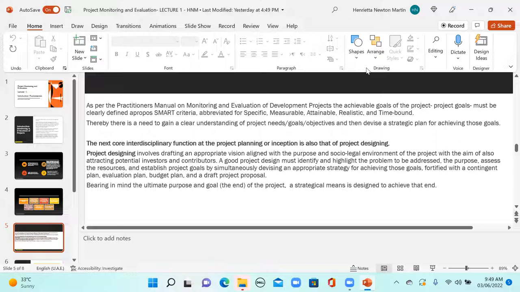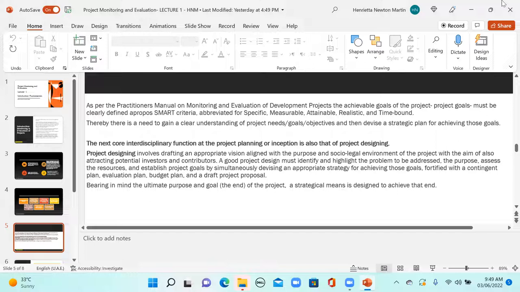Strategizing is something more than planning. Planning is your plan. Strategizing is where you really apply your mind and prudence, and then create a roadmap for achieving those goals. And the project design, the charter, is fortified with a contingent plan. What is a contingent plan? Should there be any problems, how am I going to address them? This is also a very important factor in project design. Listen to me carefully: a contingent plan should form a part of project design. Why? We always have to be ready for any problems that may come.